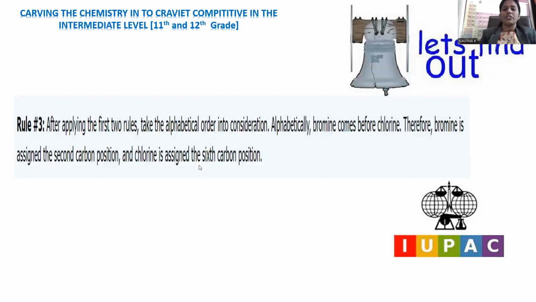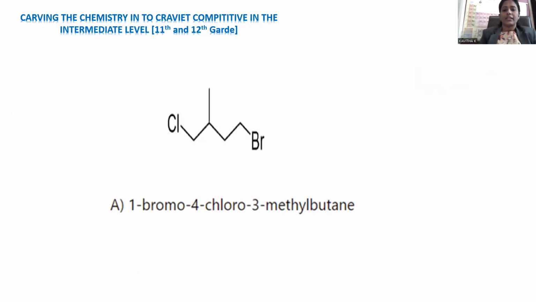Let's move on to question number 2. And the correct answer is provided over here. That is 1 bromo, 4 chloro, 3 methyl butane is the right answer for the given IUPAC nomenclature.